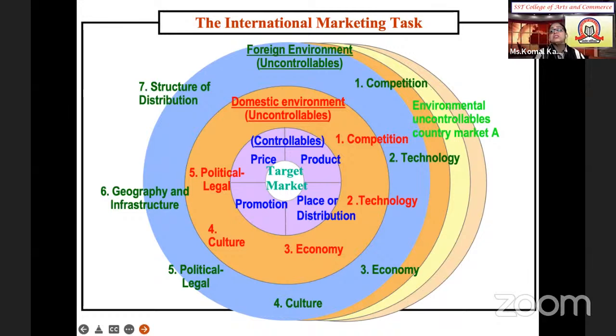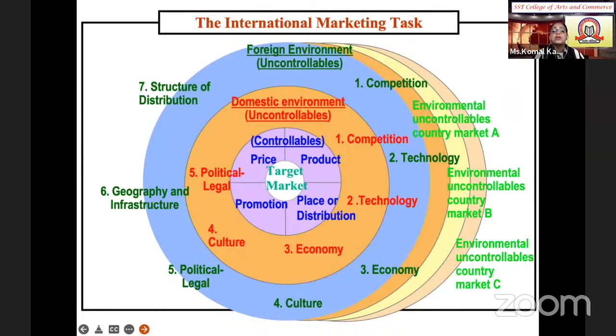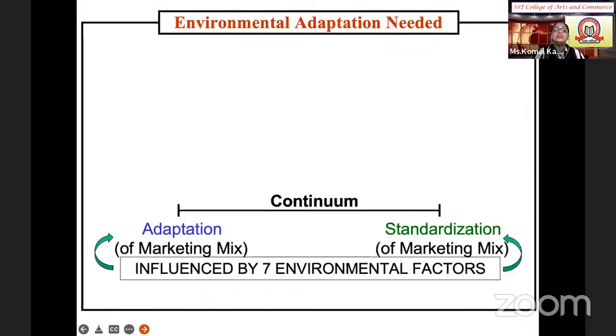Environmental uncontrollables, country, market A. For example, if we are moving into a country, there may be different environmental uncontrollables in one country, and environmental uncontrollables in different countries may be different. It is purely based on environmental, natural, geographical resources, organic, inorganic resources, and availabilities in nature. So countries cannot be controlled environmentally.